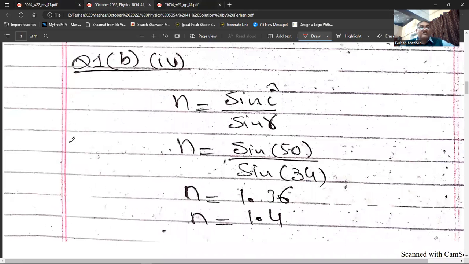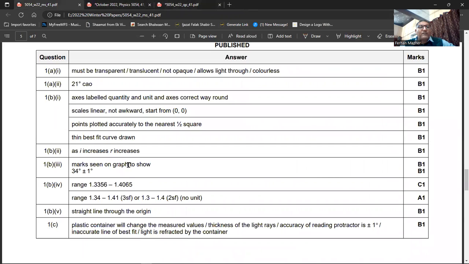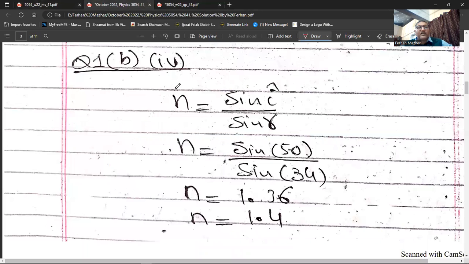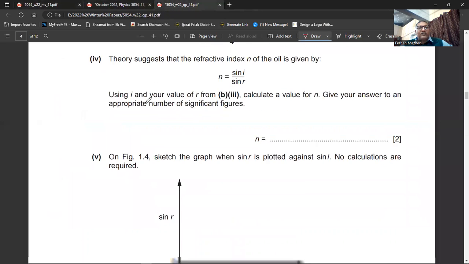So here we have N is equal to sine I by sine R. So N is equal to sine 50 divided by sine 34. When you enter this in your calculator, the answer you will get will be 1.36, which is approximately 1.4. So the refractive index is 1.4. Yeah, our answer is right. So let's go to the next part.